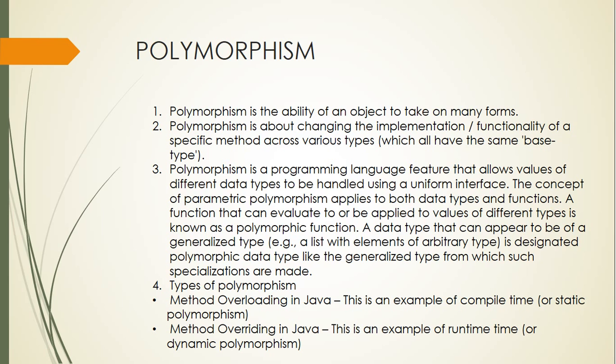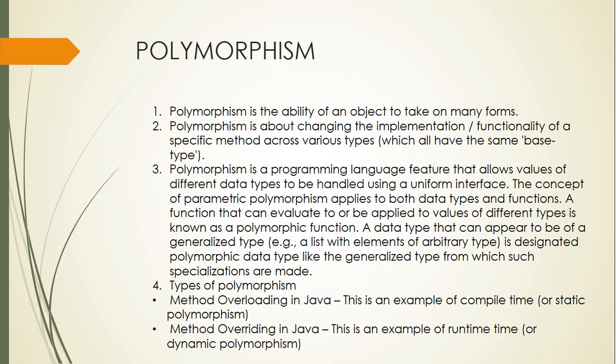A function that can be applied to values of different types is known as a polymorphic function. A data type that can appear to be of a generalized type, that is, a list with elements of arbitrary type, is designated a polymorphic data type, like the generalized type from which such specializations are made. This may seem to be a difficult definition, so we will look at examples of polymorphism in more detail in next slides.